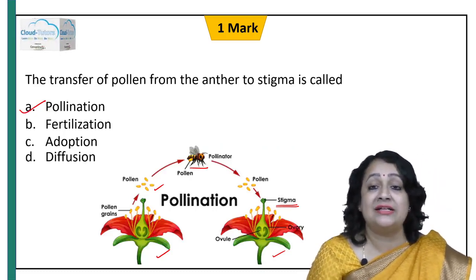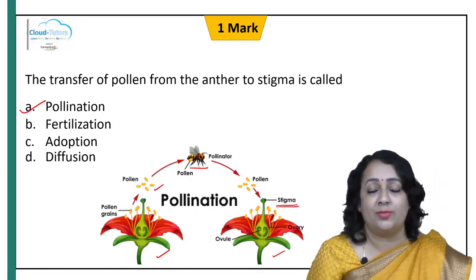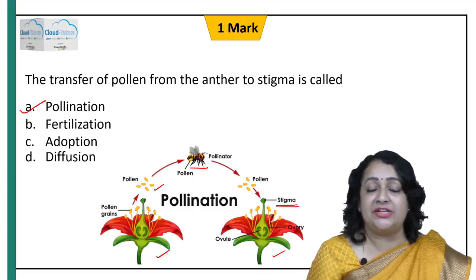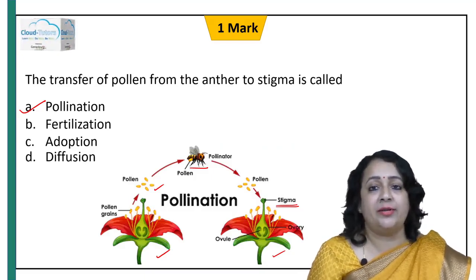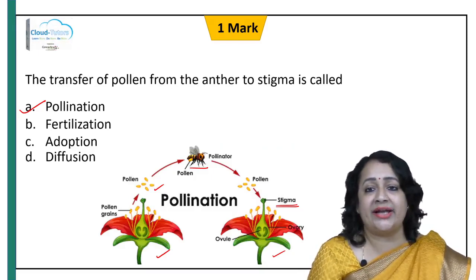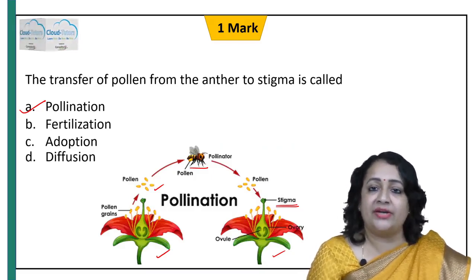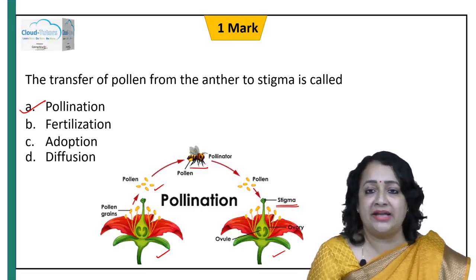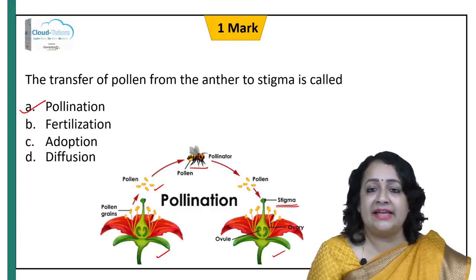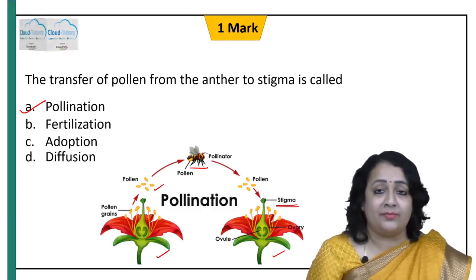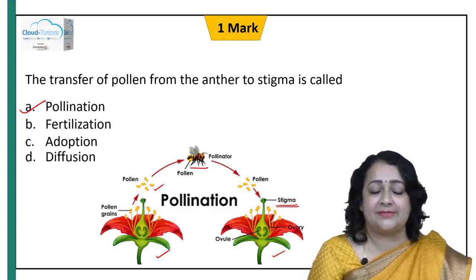And we all know there are different agents of pollination. Pollinating agents can be biotic or abiotic. When I say abiotic, it is wind and water. When I say biotic, it can be an insect, animals, bat, snail, all that comes under the biotic pollinating agents.